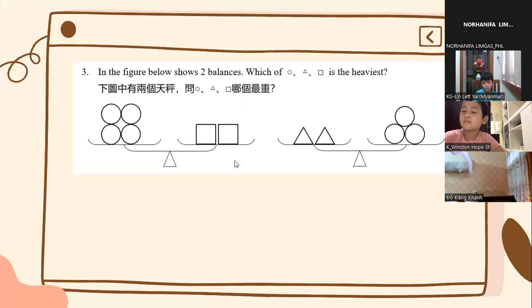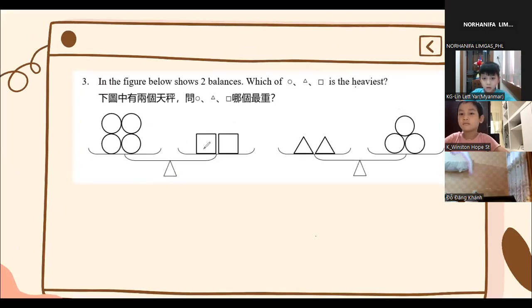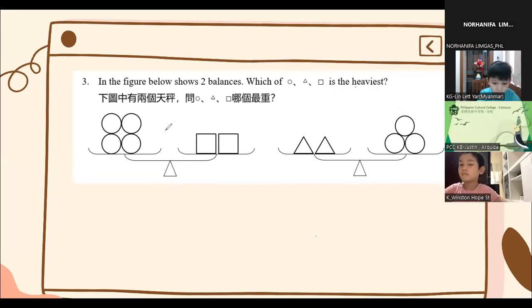How about question number 3? In the figure below, it shows 2 balances. Which among the circle, the triangle, and the square is the heaviest? So we're going to compare 2 balances here. The first one says you need 4 circles to balance 2 squares. Between these 2, which one is heavier? Which one is greater than? What do you think? Which one is heavier? This one or this one?